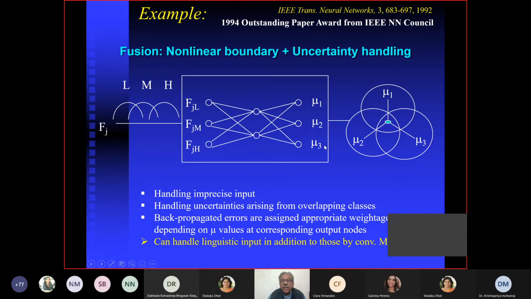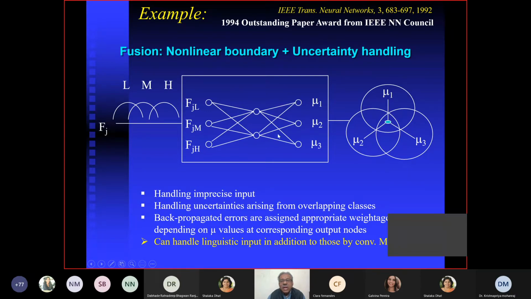I can have the gradient descent search based on all the individual nodes, depending on the membership values. The higher the membership values, the higher the correction; the lower the membership values, the lower the correction. Therefore, it handles imprecise input and handles uncertainty arising from overlapping classes, if backpropagated errors are assigned appropriate weightage depending on mu values at the corresponding output. It can handle linguistic input in addition to that handled by a conventional multilayer perceptron.